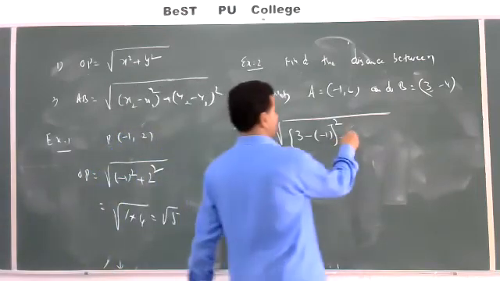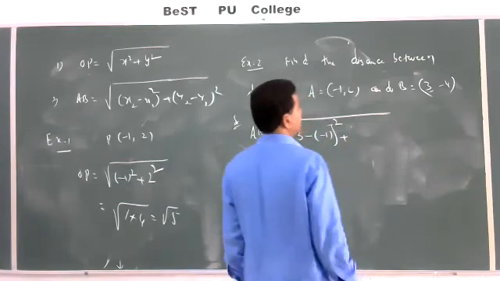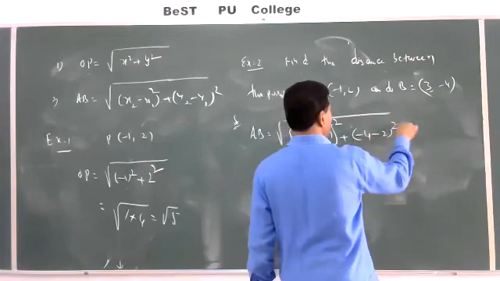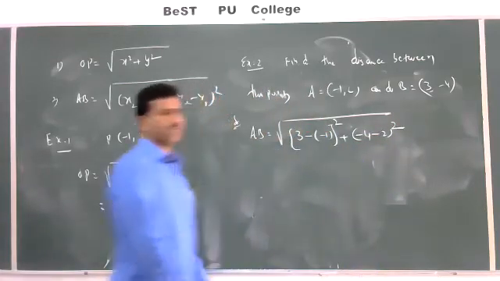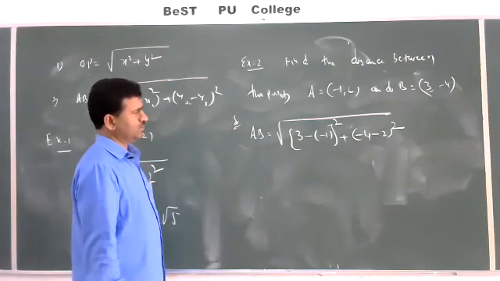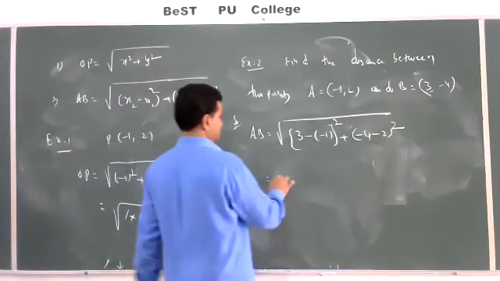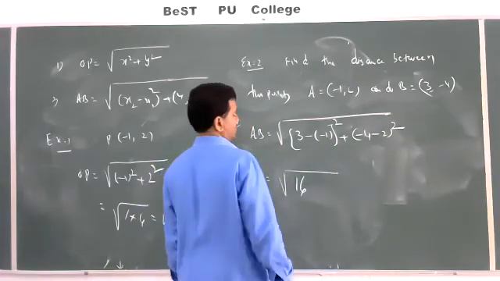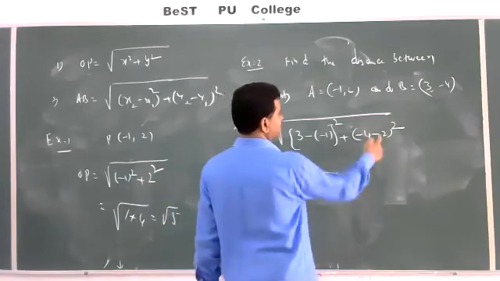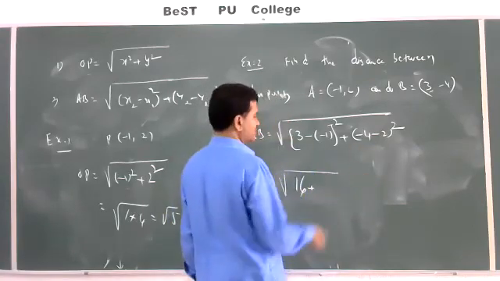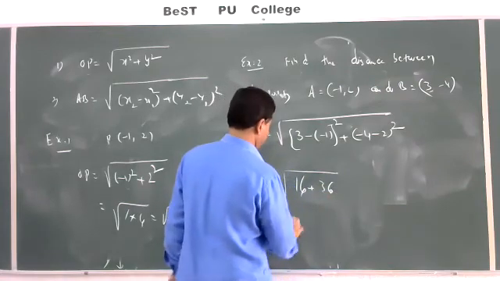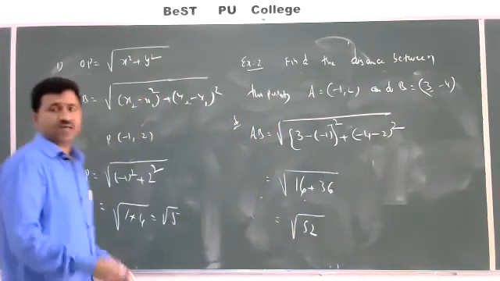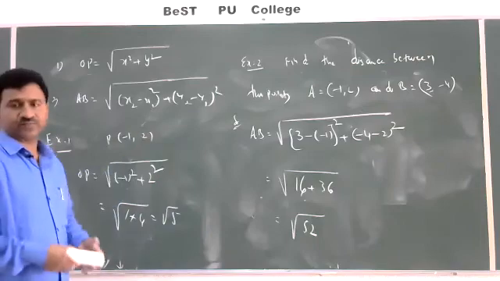Plus y2 minus y1 whole square, minus 4 minus 2 whole square. Simplifying it. Square root of 3 minus of minus 1 is 4. This is 4 square means 16, plus minus 4 minus 2 is minus 6 whole square, 36 it is. How much? Square root of 52. There is no perfect square root, leave it. Square root of 52 is the answer.